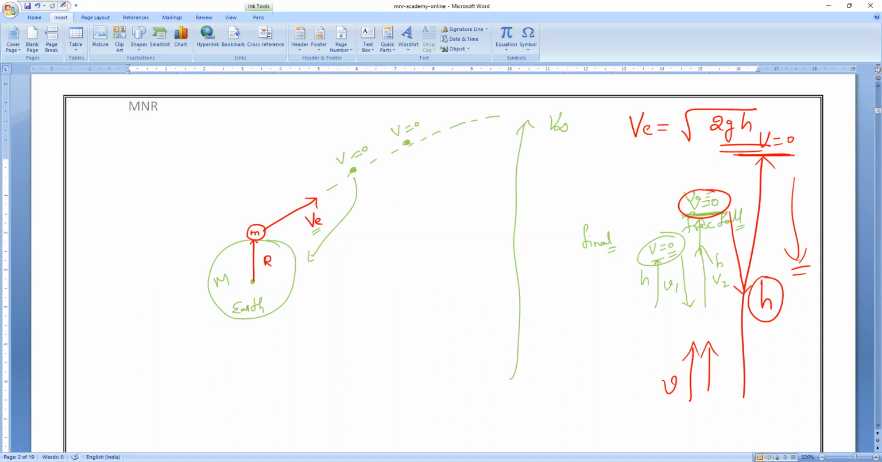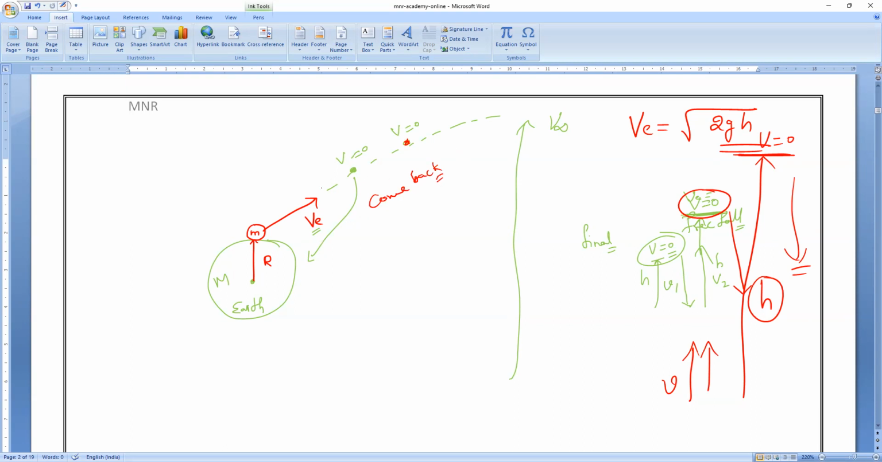This body comes to the earth, because it is still under the influence of what? Gravity. Do you understand? Gravity of the earth. So in every case, what will happen? It will be coming back.